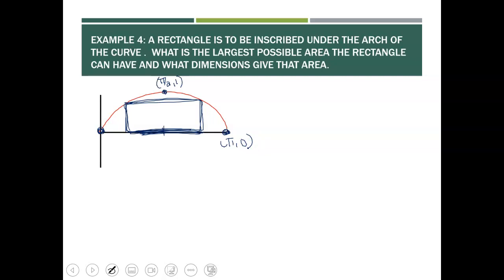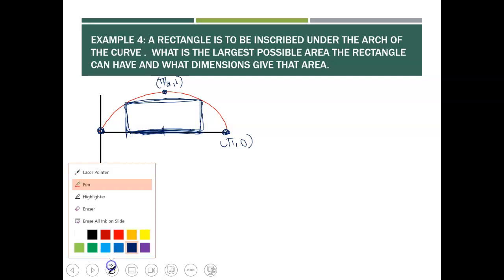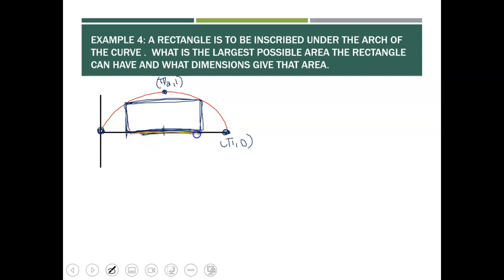So if the entire length of the sine curve is pi, what would that tell me about the length of the rectangle inside that curve? What's the longest possible length it could be? Can it be 2 pi? Can it be pi? Could be the length, probably, right?